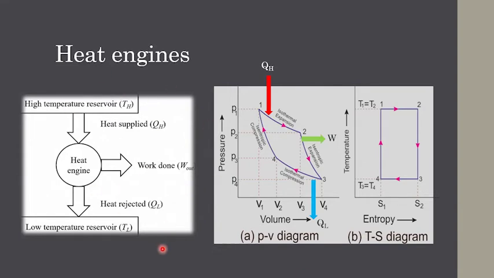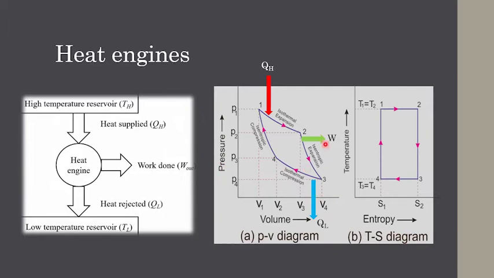Earlier, we defined a heat engine that takes heat from a high temperature reservoir with the net generation of work and with the rejection of heat to a low temperature reservoir. The four steps taken by the working fluid can be illustrated in either a pressure volume diagram or a temperature entropy diagram. Let's first consider this PV diagram.